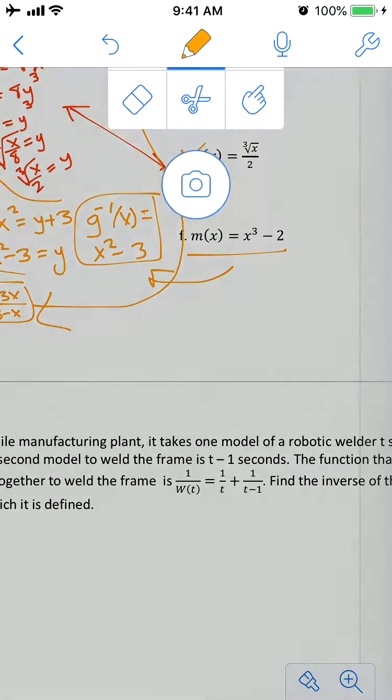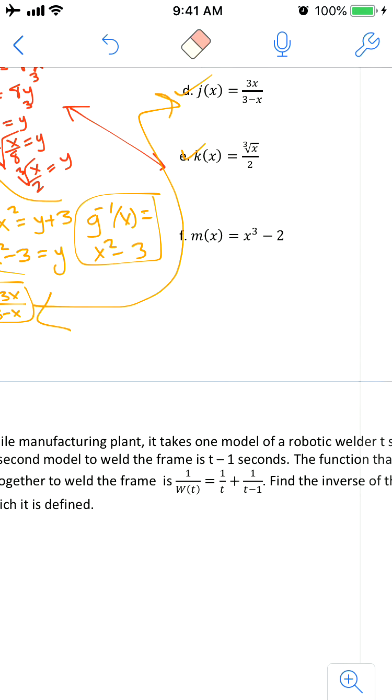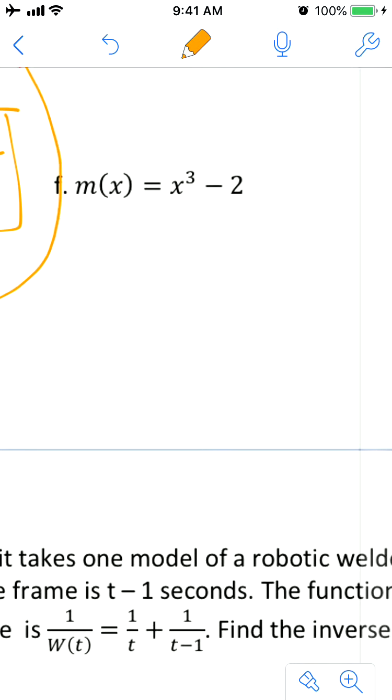So what would be the inverse of this one? What would it look like? Well, it's a cubic, so it's probably going to be a cube root. But let's try it out. We get y equals x cubed minus 2. We don't have a whole bunch of other x. Oh, sorry. We have to switch the variables. Slow down, Ms. K. Gotta switch those variables.